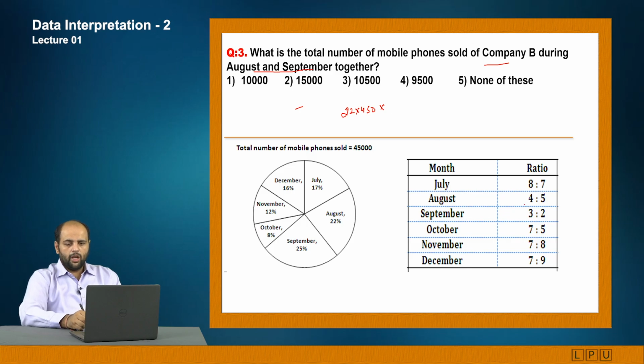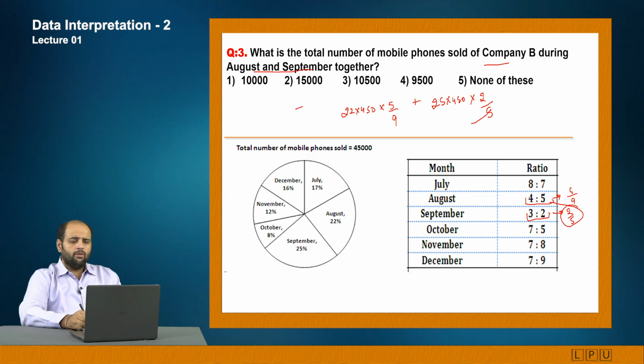August will be 22%, so it will be 22 into 450. And for the company B during August, the ratio will be 4:5, so the value comes out to be 5/9. So it will be 5/9 plus the next one, September. September is 25%, so 25 into 450, and for the company B in September the ratio will be 3:2, which is equal to 2/5. So it should be multiplied by 2/5.